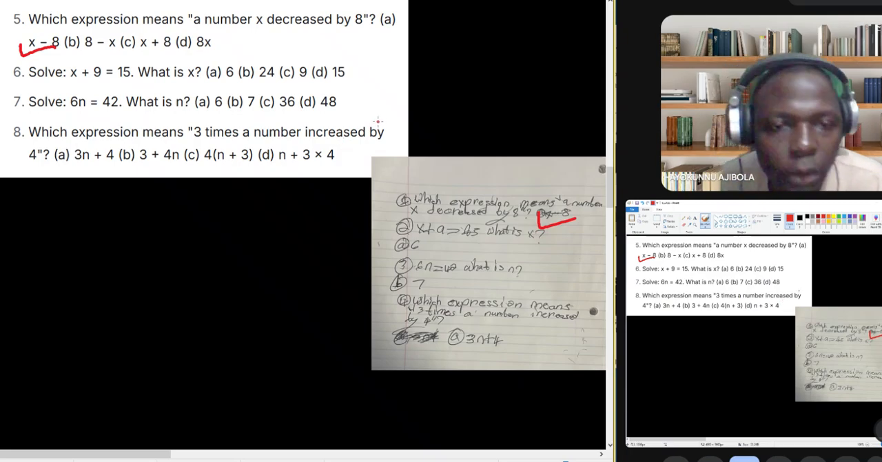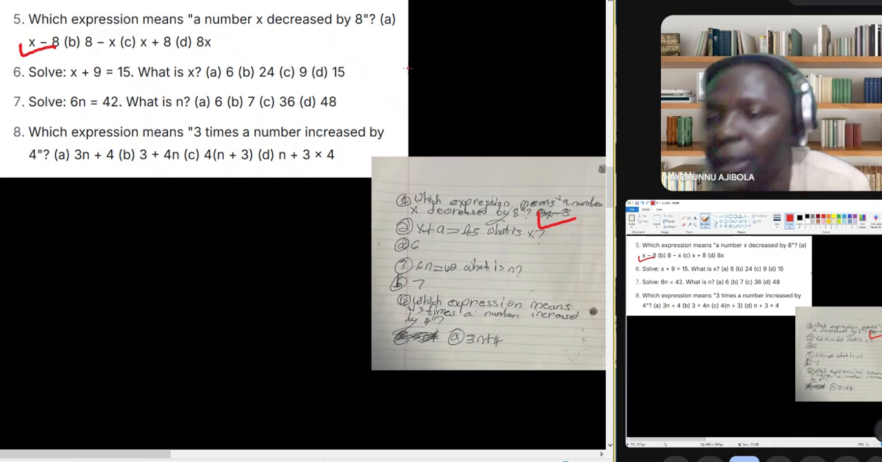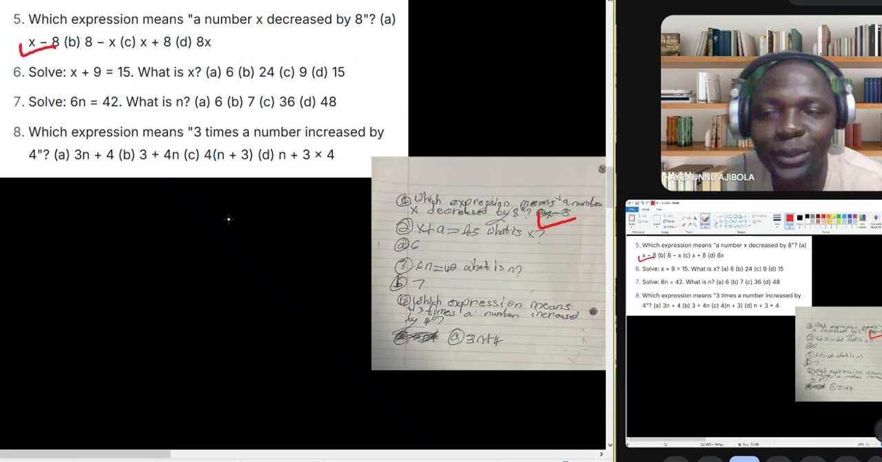You did not show your work. Anybody can just guess and pick an answer. So 6 plus 9 is 15. I didn't guess. I know, but you should know how to show your work.